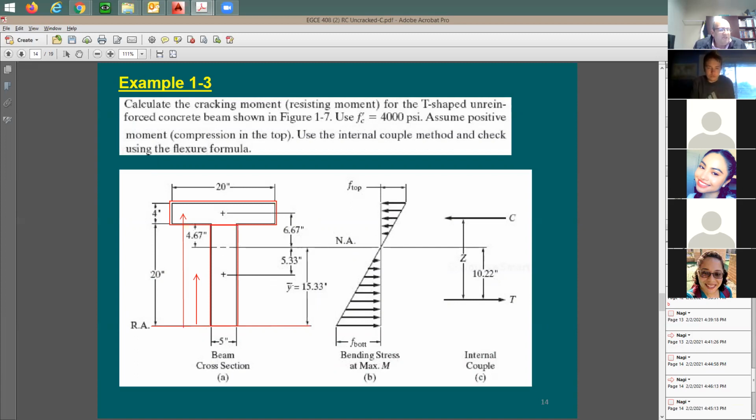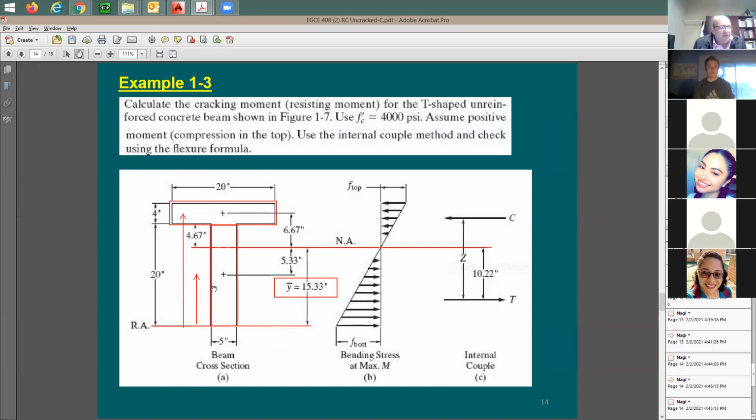I'm good. Now I have the centroid, and this is where the neutral axis is going to happen. So I can draw a line here. I'm going to say, here is my neutral axis, right? To find out the moment of inertia, how can I do it? I have the equations in the previous slide, but I'm also going to show you how to do it here.